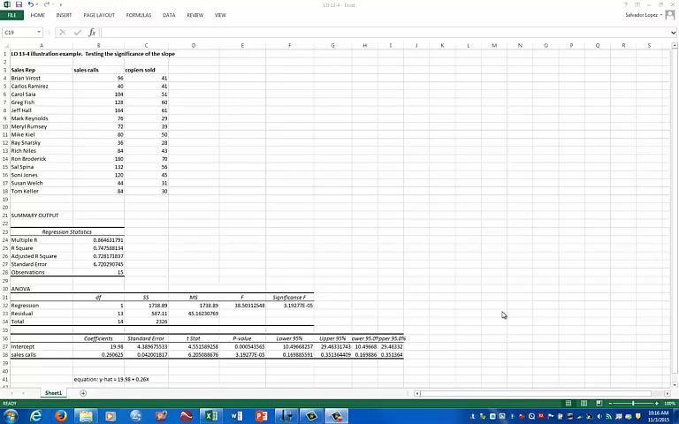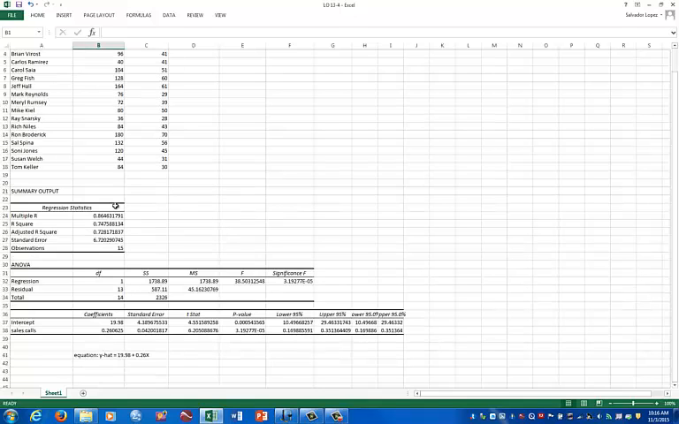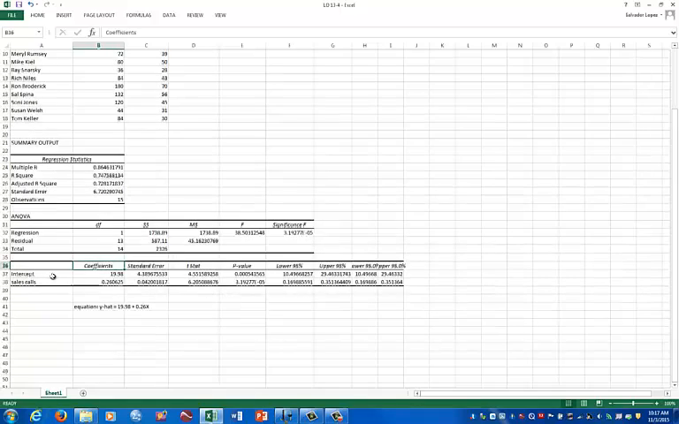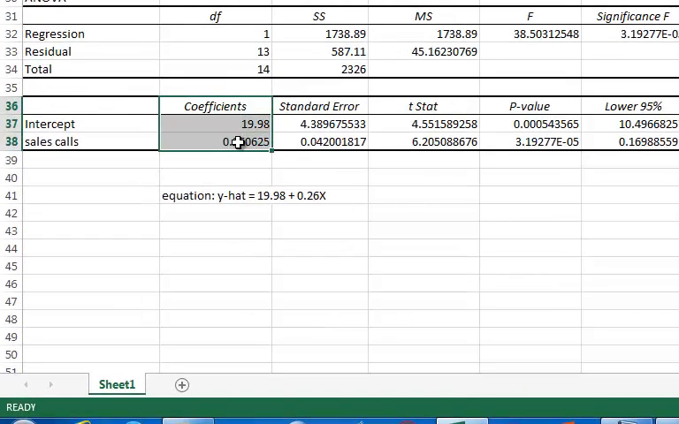In section 13.4 of chapter 13, the topic is testing the significance of the slope. In the previous section, we obtained the regression equation by running the regression command. And at the end, I told you about the coefficients here that show 1998 for the intercept and 0.26 for sales calls. In other words, the regression equation is the estimated value of y hat equals 1998 plus 0.26x.